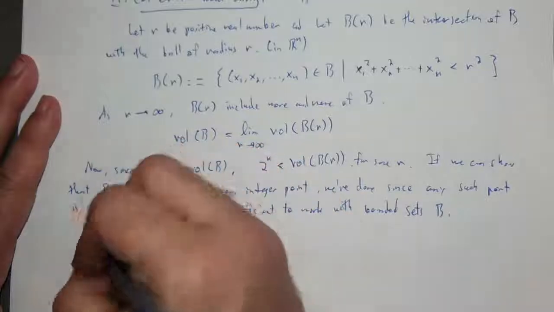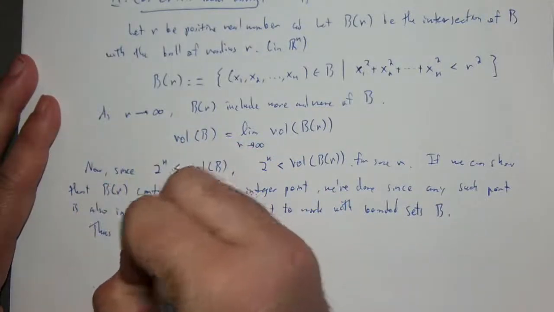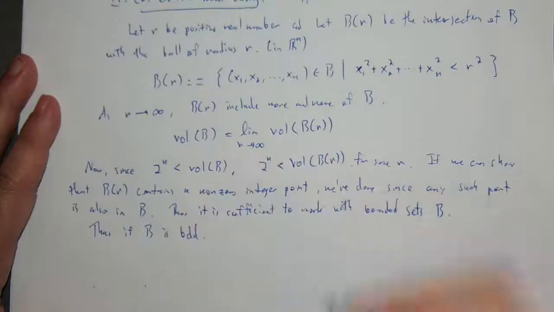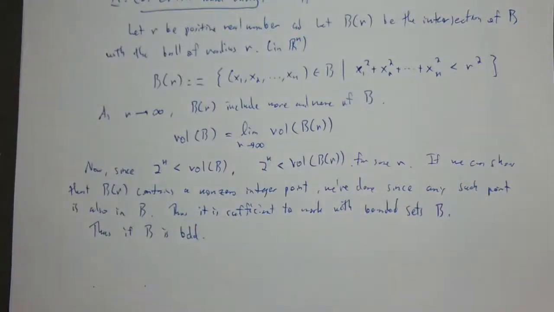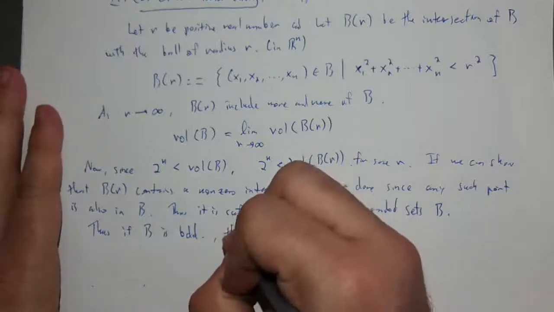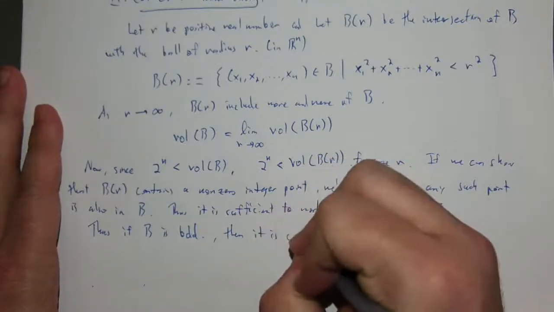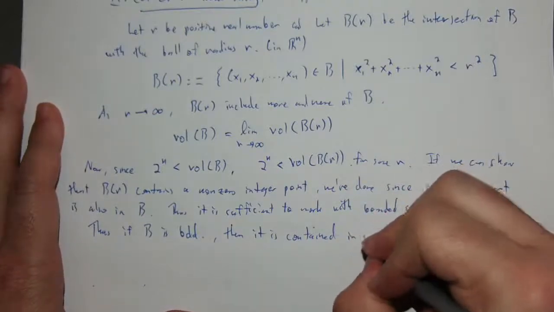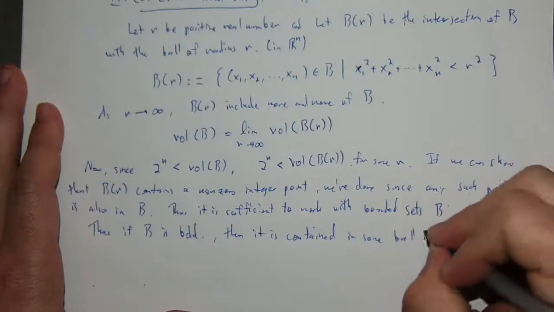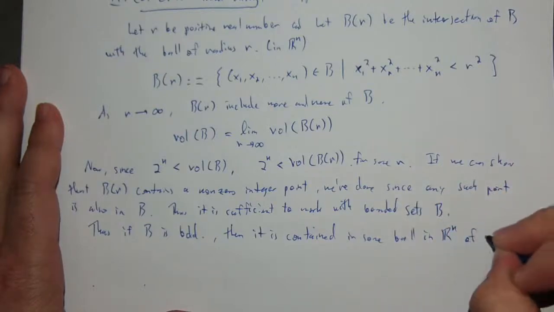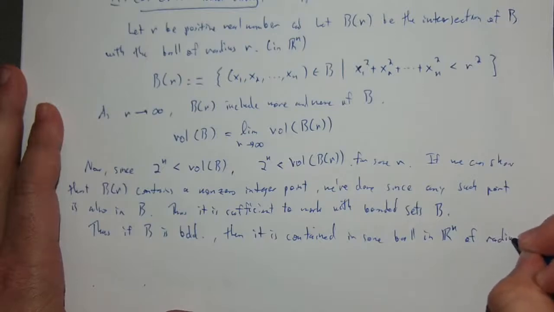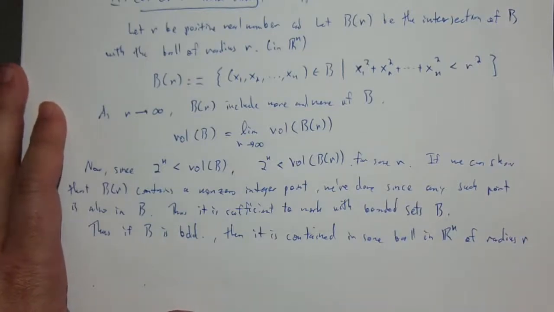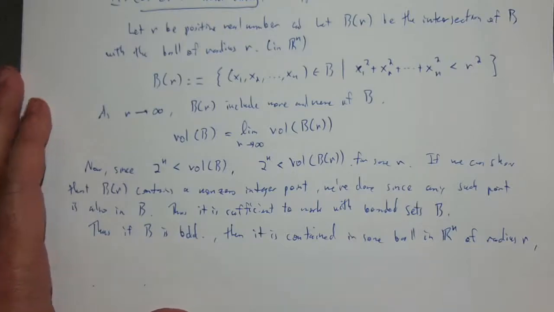Now, thus, if B is bounded, which I'll write as BDD, then it is contained in some ball in Rn of radius R. All right, where R might need to be big, but that's okay. So R is sufficiently large here. It's contained in some ball of radius R.